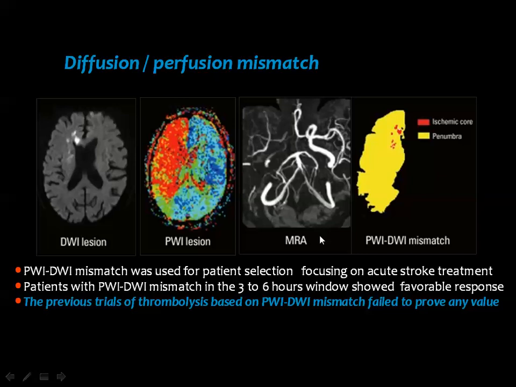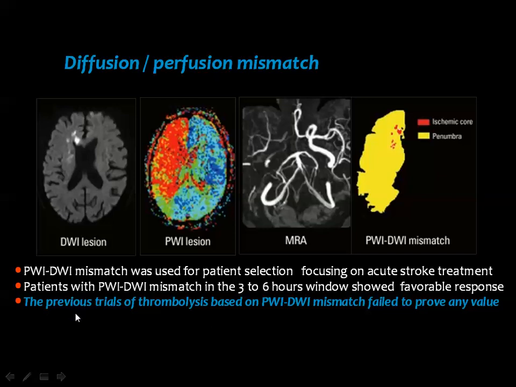But the area of decreased perfusion is too big. And you can see that there is almost no flow in the middle cerebral artery. And this is the ischemic core, which is seen in the diffusion weighted images, and this is the penumbra, which is very big compared to what is seen in the diffusion weighted image.